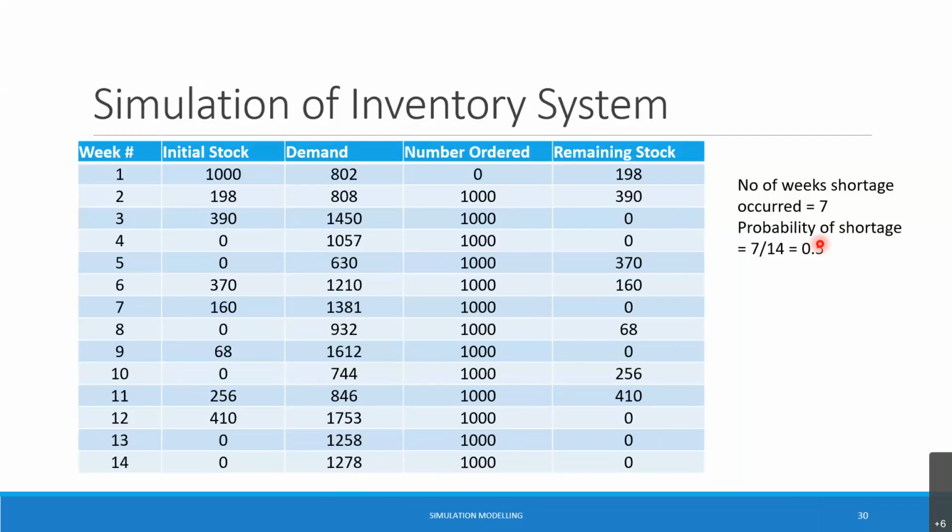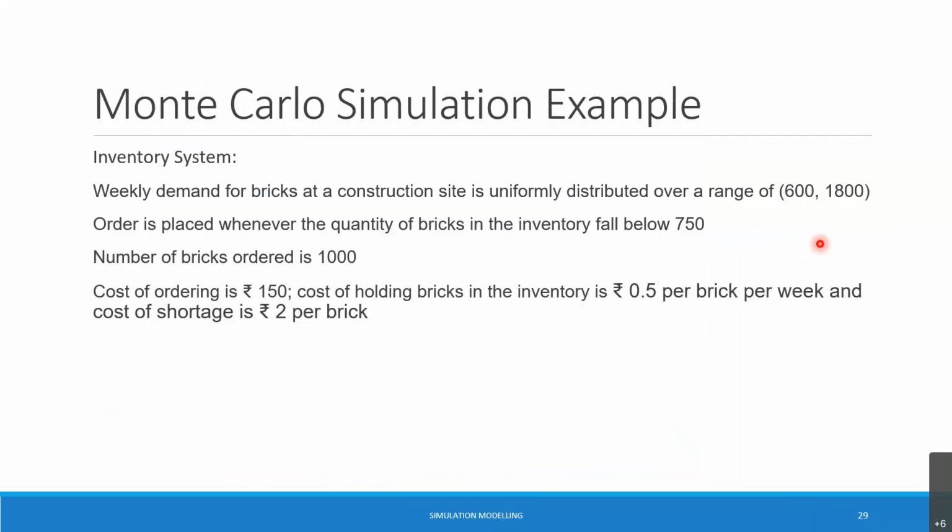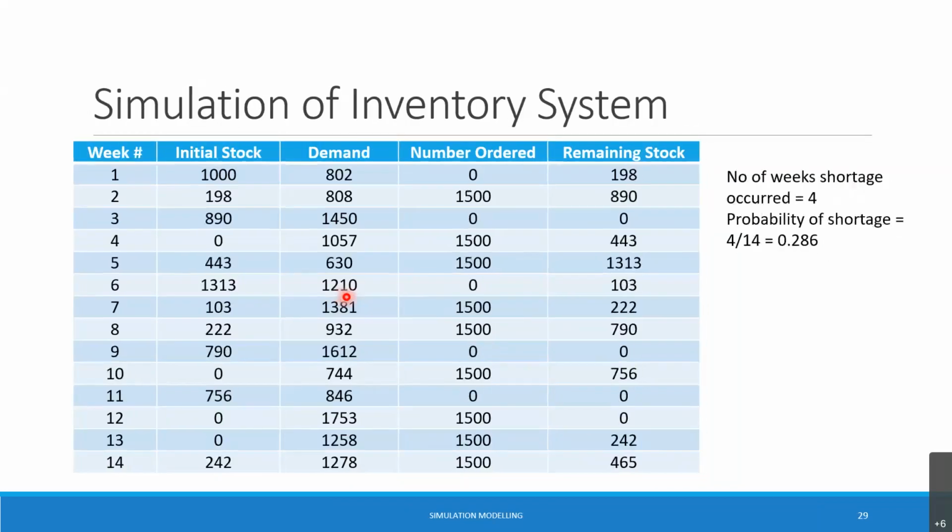So maybe, for example, let's say I go back to revisit this problem, and let's say I said number of bricks ordered. Whenever I place an order, I'm placing an order for 1,000 bricks. So why not change it? Let's say I order 1,500 bricks. Then the number of weeks with shortage is 4, and the probability has come down to 0.2.